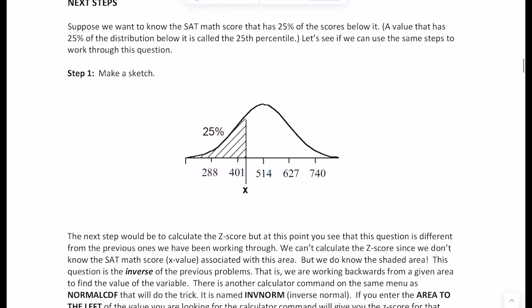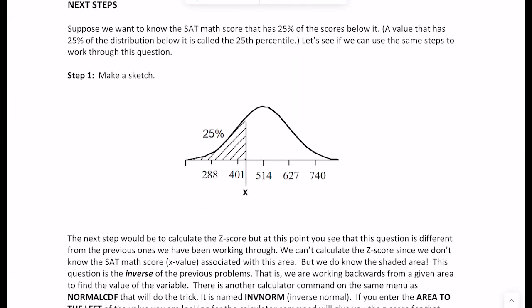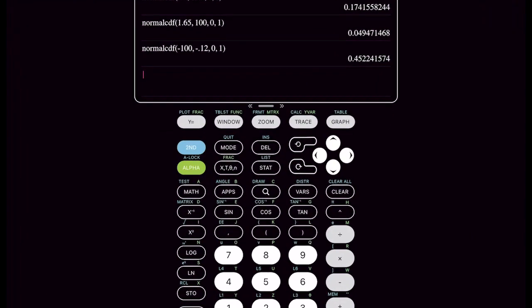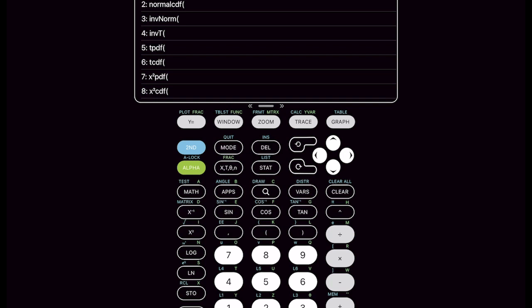So we have to kind of work backwards. And luckily the calculator gives us a command to do that, okay? So if I am told, okay, the area here is 25%, and remember the area, the probability, the proportion, they're all the same thing. What is this actual value? So what I need to do is I need to use the inverse norm button, and it's in the same area as normal CDF. So you hit second vars, and this time I click number 3, inverse normal.